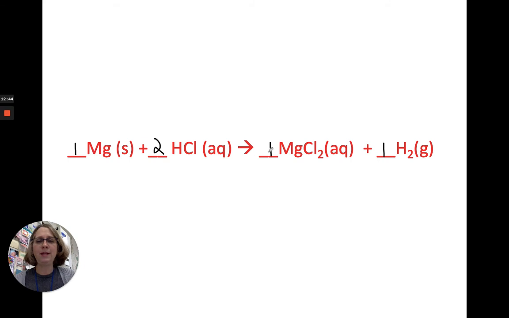We've got 1 magnesium, 2 hydrogens, and 2 chlorines. That's Cl, chlorine, and 2 chlorines. So this should be balanced. So it's 1 magnesium hitting 2 HCl, which is hydrochloric acid, 2 hydrochloric acids to form 1 magnesium chloride, which is dissolved, and you would probably see some bubbles with this reaction because it gives off hydrogen gas.